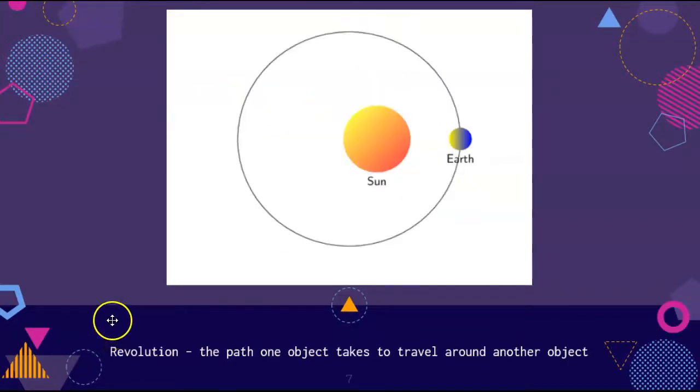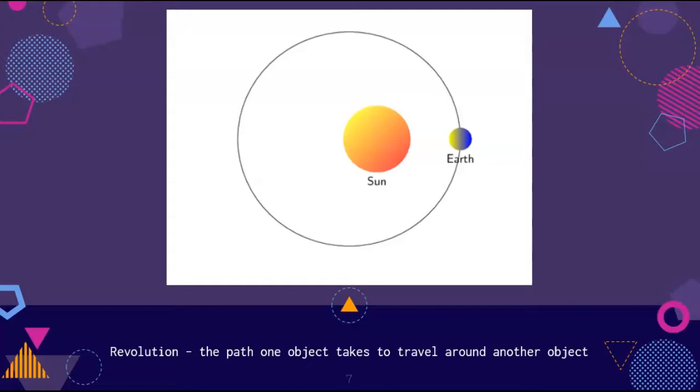Here's another word that I'd like you to know, revolution. So that is the path one object takes to travel around another object. In this case, we're talking about the Earth going around the sun. Okay, the sun is the center of our solar system. This is referred to as the heliocentric model. Helio for sun, which is the Greek god of the sun, and centric for center. Sun-centered is what heliocentric really means.